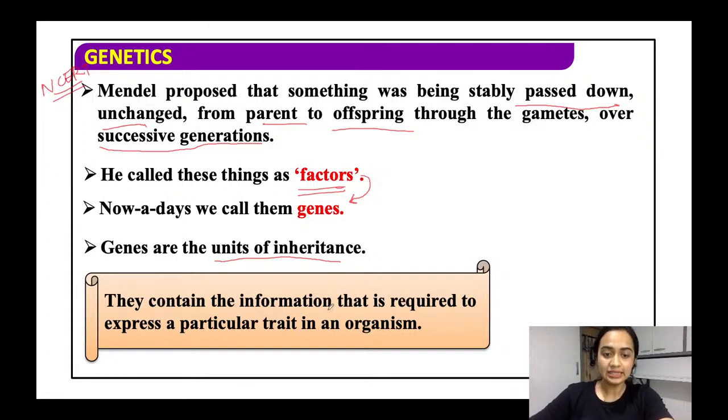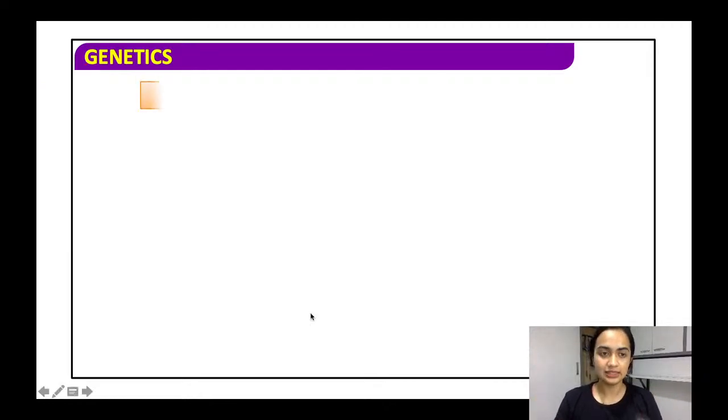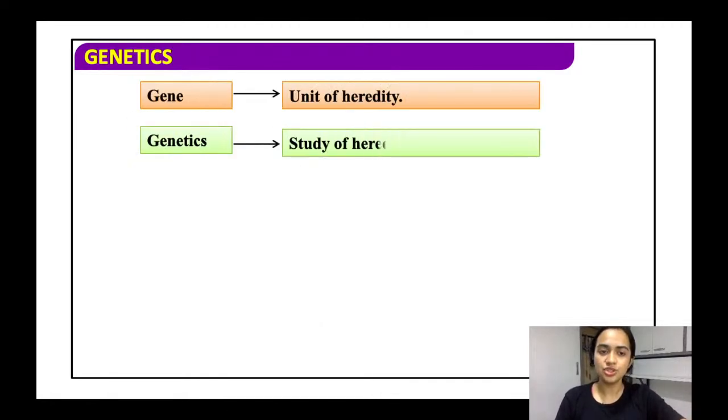Fine. They contain the information that is required to express a particular trait in an organism. तो क्या होता है कि जीन के पास वो सारे नेसेसरी इंफॉर्मेशन होते हैं जो एक ऑर्गेनिज्म को एक ट्रेट देता है, यानी कि एक ऑर्गेनिज्म को या तो टॉल बनाता है या ड्रॉप बनाता है, या उसे एक पर्टिकुलर कह सकते हैं फ्लावर को कलर देता है, वो पर्पल होता है या वाइट होता है, ऐसे. ठीक है. तो gene is the unit of hereditary, and genetics is basically the study of both hereditary and variation.